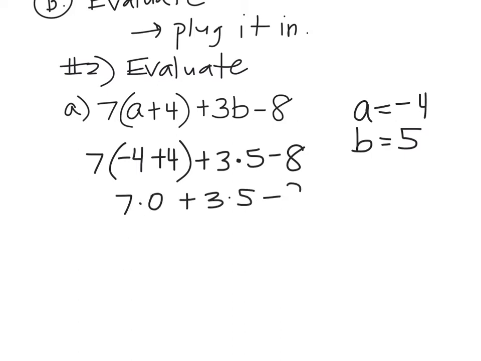Did you get it wrong? No, I misread the parentheses. Oh, okay. And then minus 8. So 7 times 0 is 0. 3 times 5 is 15. 15 minus 8, the answer is 7.